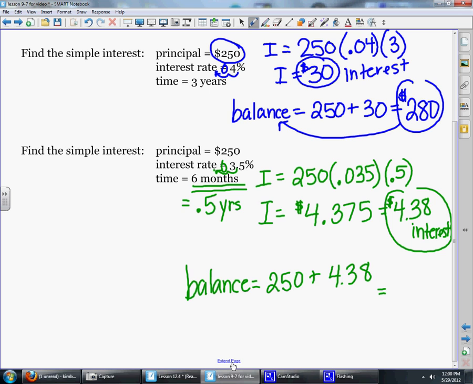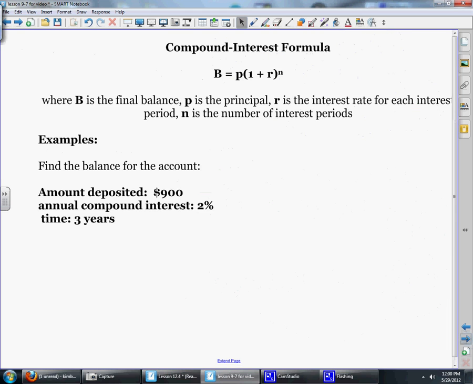Which means that we would have $254.38 in our account, and that is the balance. Okay, so you need to be careful with these problems to see if they're asking for the interest that you're getting or if they want to know the balance.